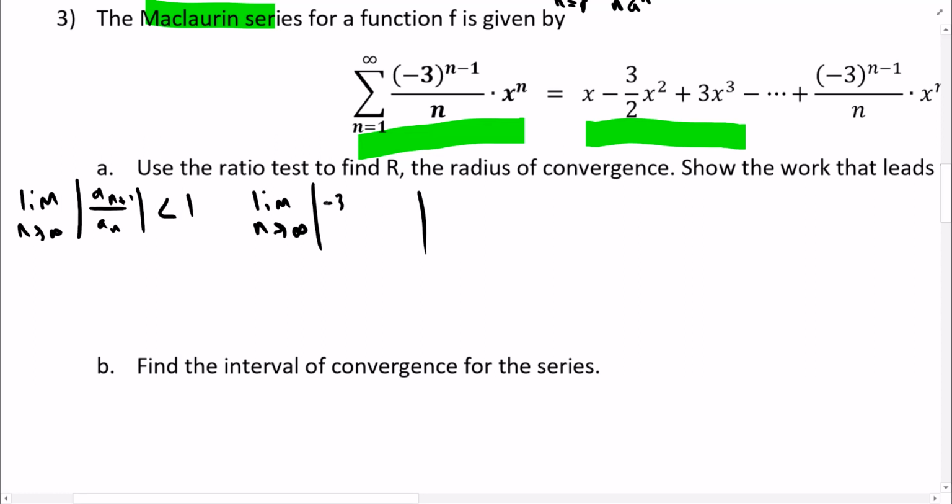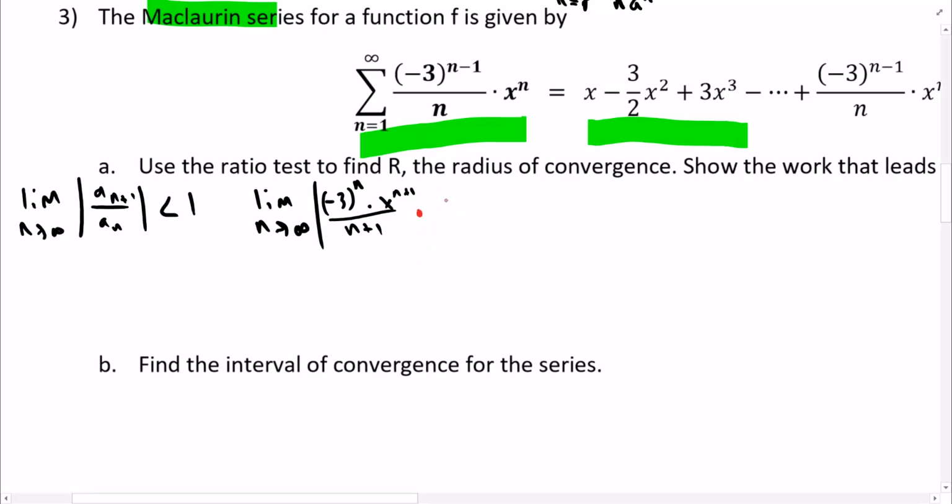It's going to be (-3)^(n+1-1), which is just n, times x^(n+1) over n+1. And we're going to divide by the nth term, which in this case is multiplying by the reciprocal. It's going to be n over (-3)^(n-1) times x^n. And we're trying to show that this is less than 1. So we do our little tricks and whatnot.